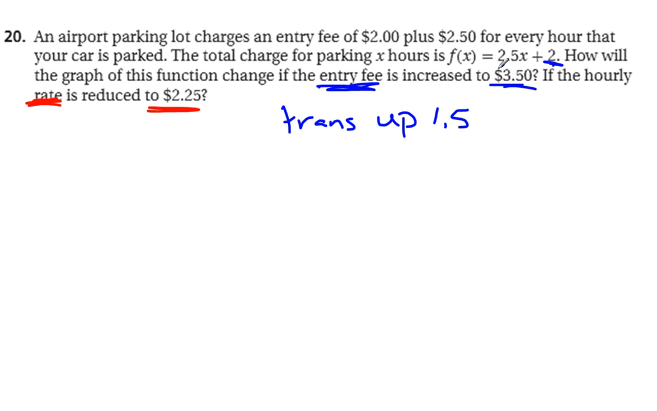If the hourly rate is reduced to $2.25, well, the key word there is rate, which means that's going to be changing the slope. If it's going from 2.5 to 2.25, it's getting less steep. I don't think narrower is the word I want, so I'm just going to say less steep. Some solid math vocabulary there. Less steeperness.